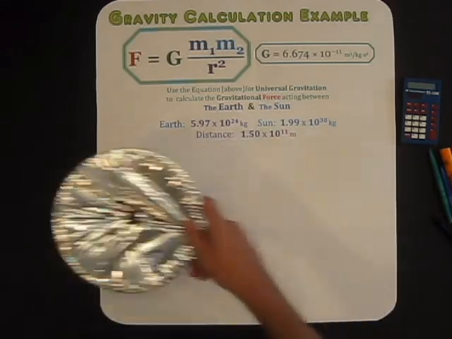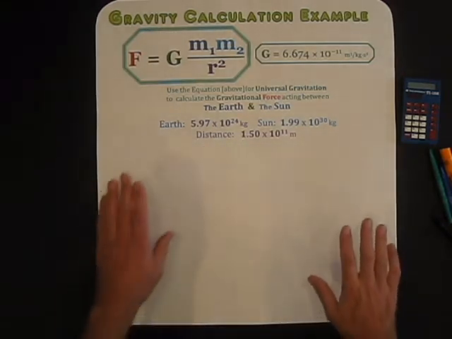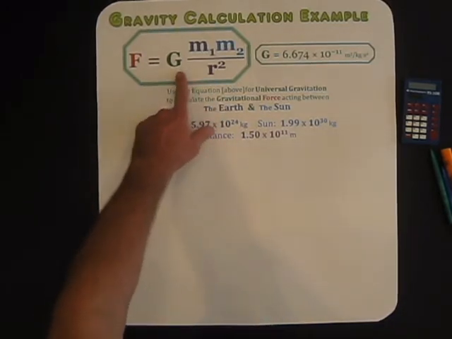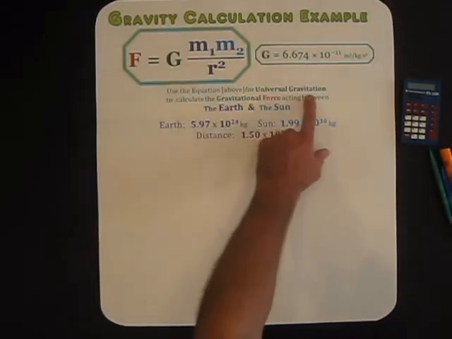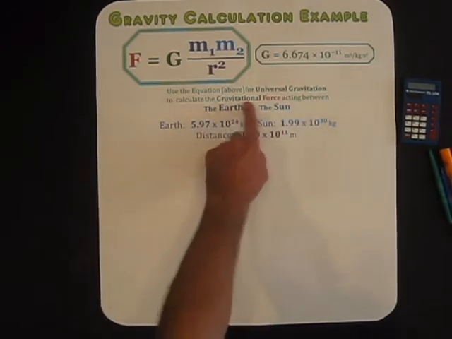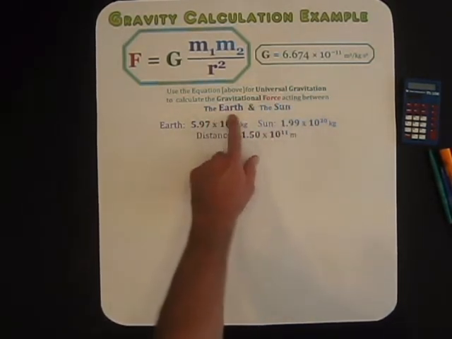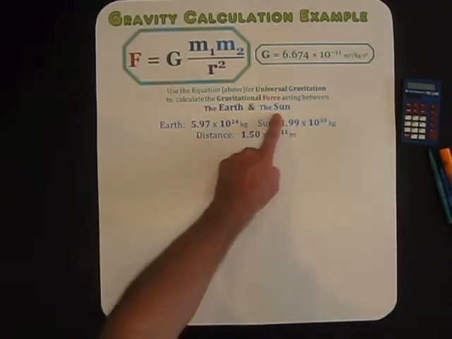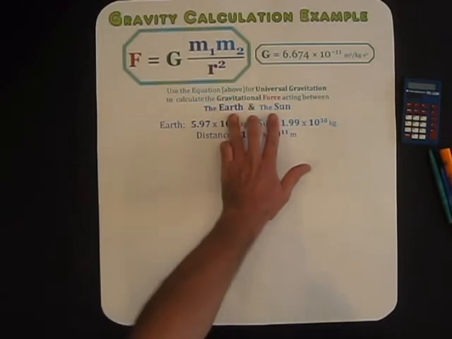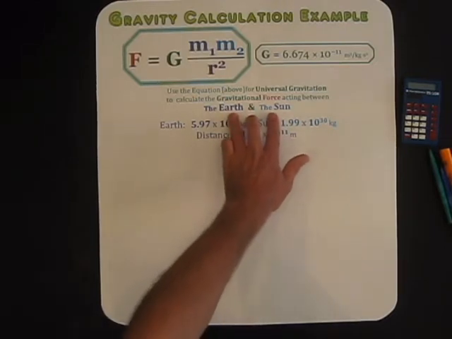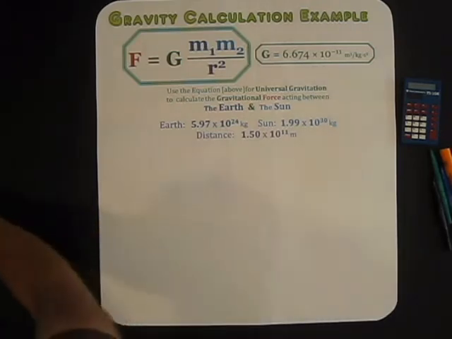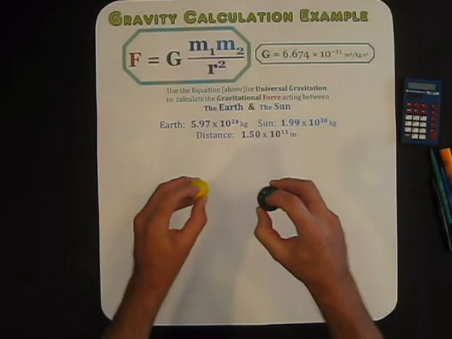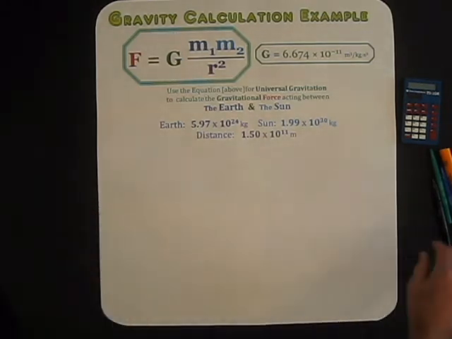Okay, so what I'm going to do is use the equation above for universal gravitation to calculate the gravitational force acting between the Earth and the Sun. So in order to do that, we need the mass of the Earth, and we need the mass of the Sun, and we need the distance between them. Now, usually we talk about the distance between the center of each object, at least the center of mass, which is usually the center of the object. Okay? So that's what we're using here.